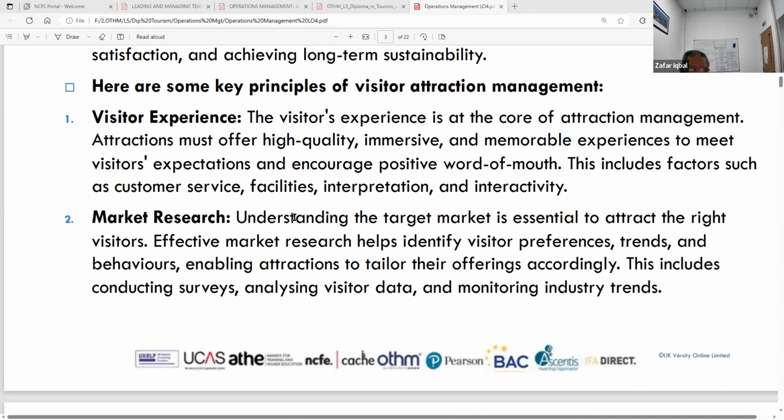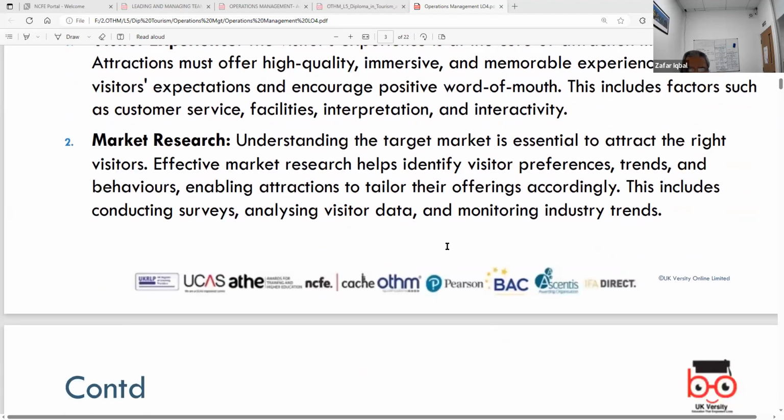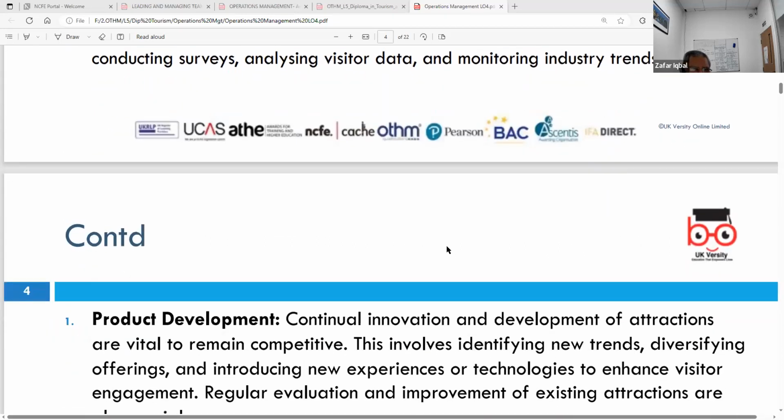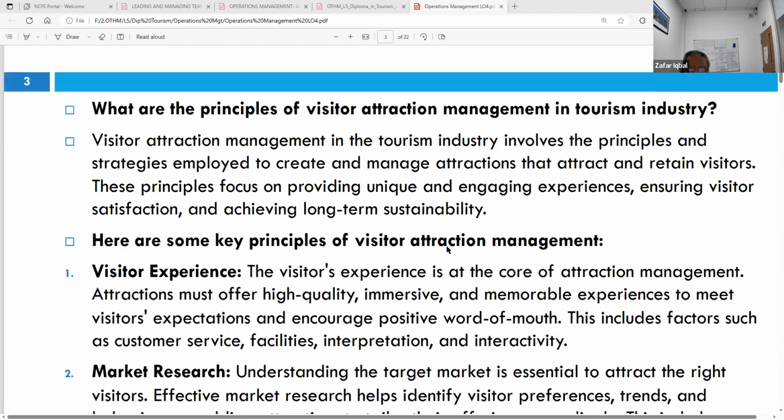We also need to look at surveys, for example feedback surveys, existing data, what people are saying, and research you might do to identify what type of people go there, how they behave, and how many people visit. This is the type of thing we look at when considering the principles of attraction management.